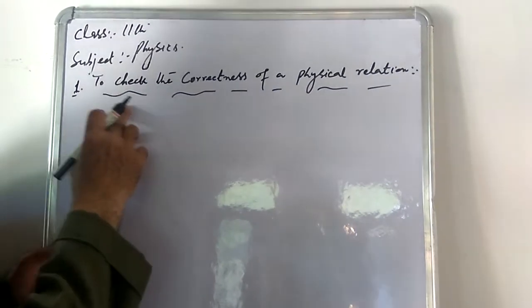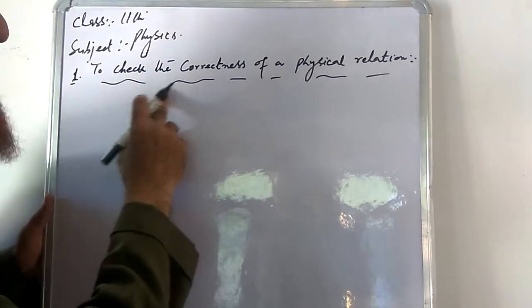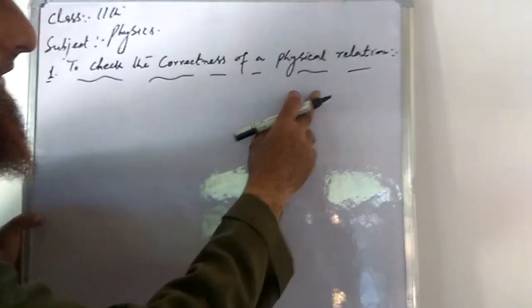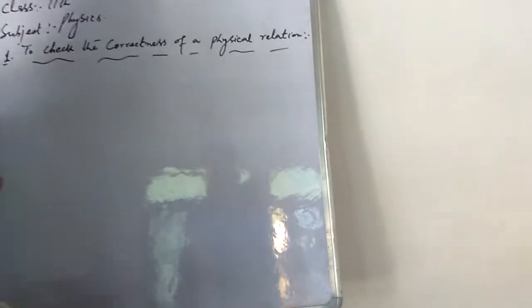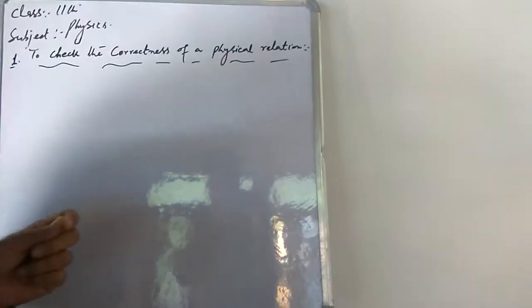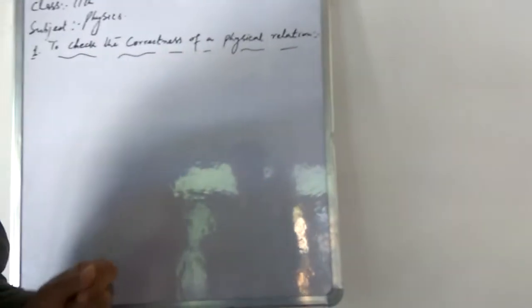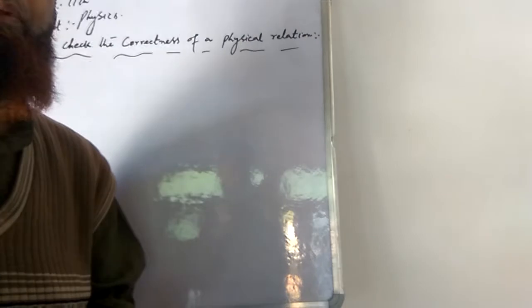Dear students, in the previous class we were discussing the uses of the dimensional equation or dimensional analysis. The first one was to check the correctness of a physical relation. How do we use dimensional analysis to check the correctness of a physical relation? That means whether the given physical relation is dimensionally correct or not. To check this, we apply the principle of homogeneity of dimensions.